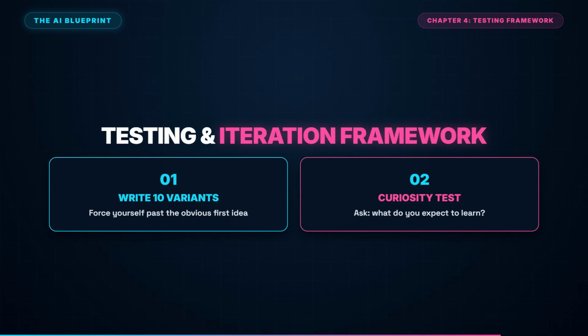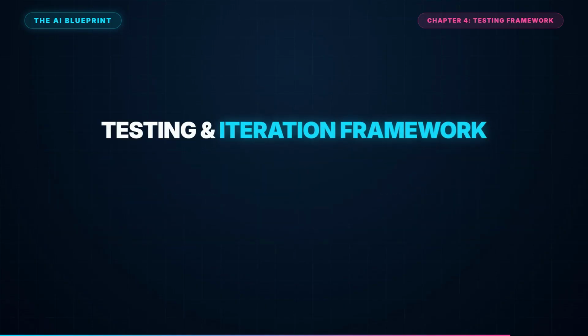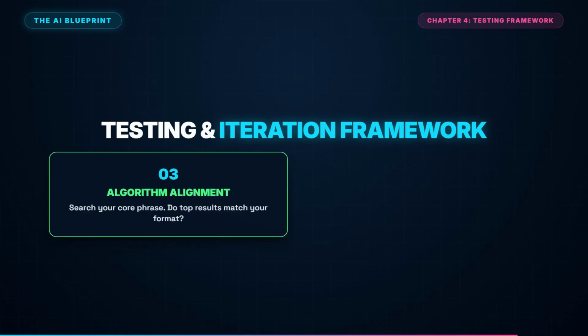Rewrite. Step 3. Check algorithm alignment. Take your title's core phrase and search it on YouTube. Look at the top 10 results. If those videos match your content type, format, and audience level, the algorithm already has a proven distribution path for that topic signal. If the results are completely different from your video, your title is sending the wrong signal.